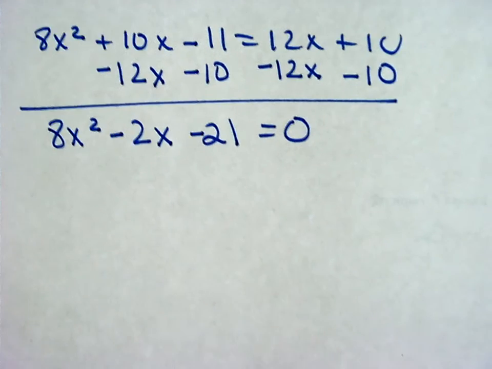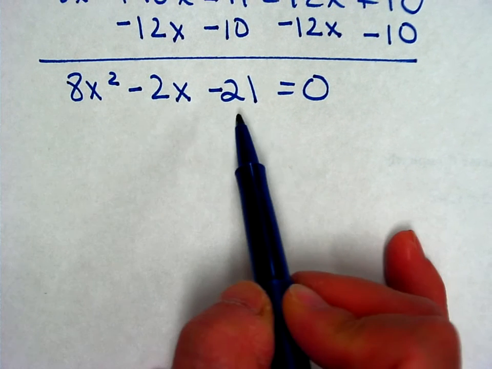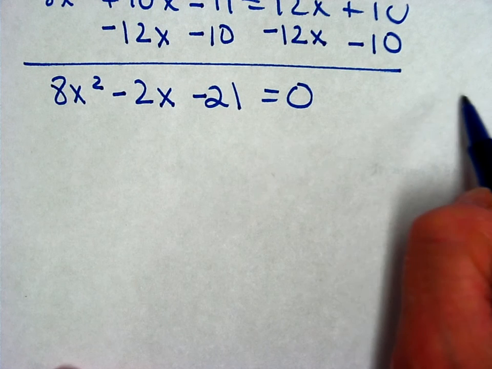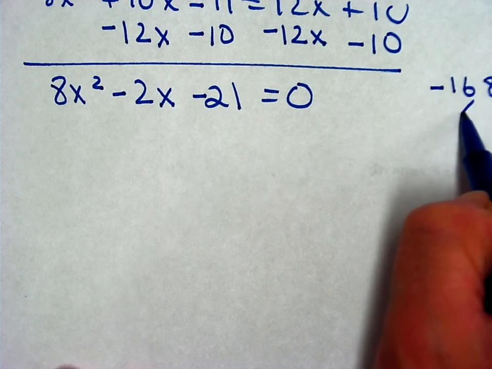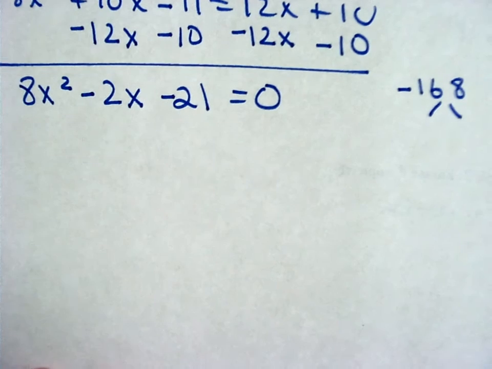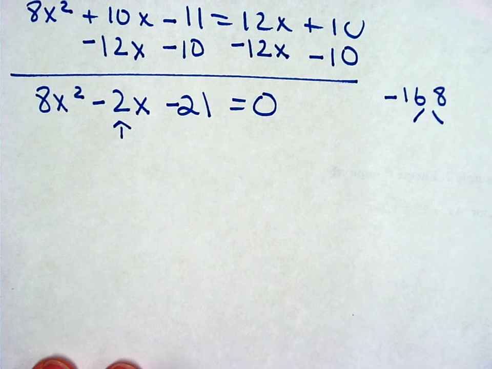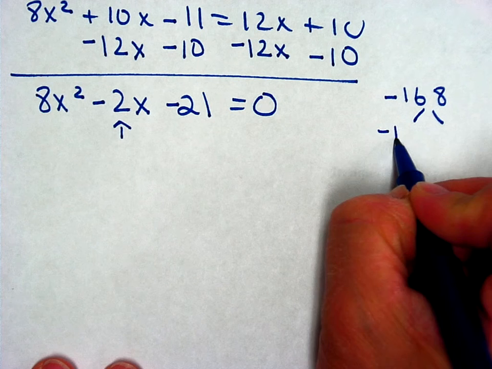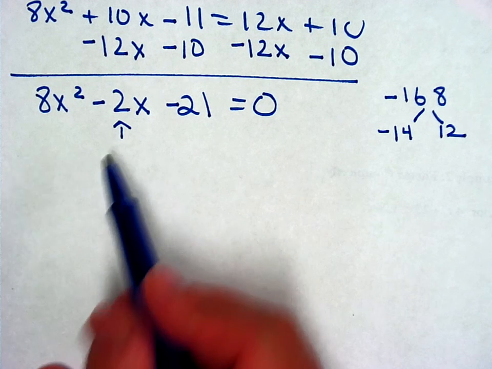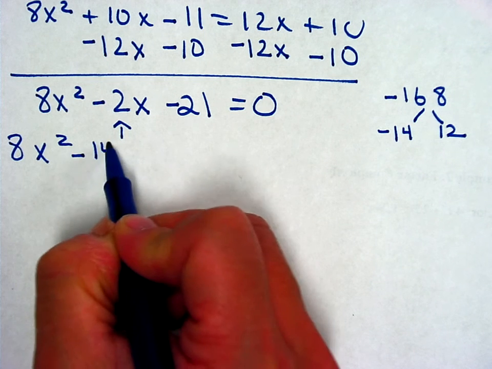So once I have set equal to 0, we're going to factor. Again, I do not see a greatest common factor, so I'm going to do split the middle. So first step, 8 times negative 21 is negative 168. We need to find two numbers that multiply to negative 168, but add up to this middle number, which is negative 2. Just use your calculator until you find it. The two numbers are going to be negative 14 and 12. They multiply to negative 168, but when you add them, it gives you negative 2. Again, rewrite the problem using those two numbers.